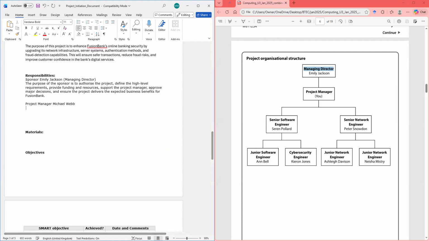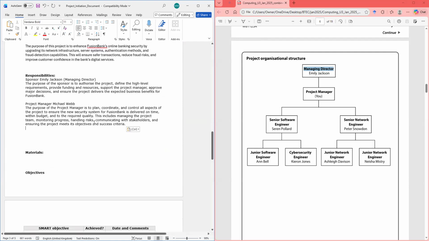with a generic understanding, with a generic knowledge of what you are supposed to be doing as a project manager, and then you adapt it. So the purpose of a project manager is to plan, coordinate, and control all aspects of a project to ensure that the new security system for Fusion Bank is delivered on time, right? So it's adapting it to whatever. So you need to go in with a generic and ensure that you can adapt it to whatever the set task brief is asking you for.